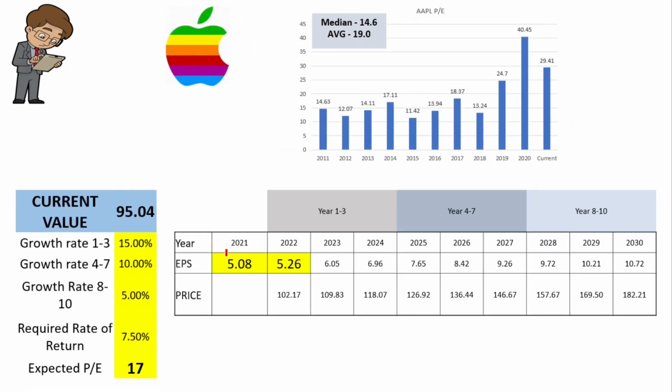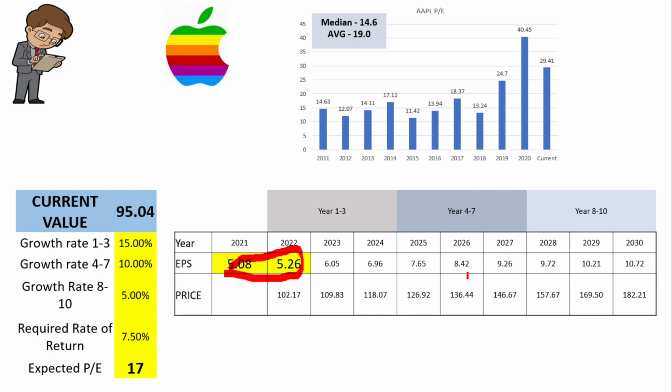Our model works like this. We enter the earning per share based on analyst estimation for the upcoming 2 years. This is done over here. Also based on analyst estimation, we have the growth of the earning per share for the upcoming years. That will be 15% for the next 3 years, then 10% and then 5%, because no company can keep such a high rate forever. As we can see, in 2030, earning per share is going to be 10.72.